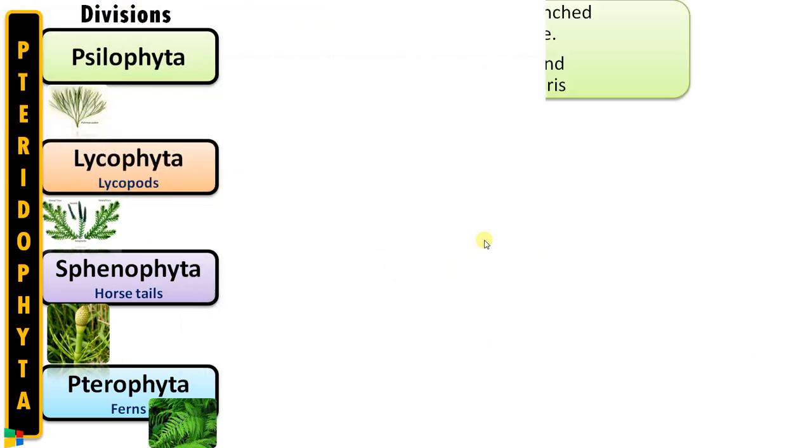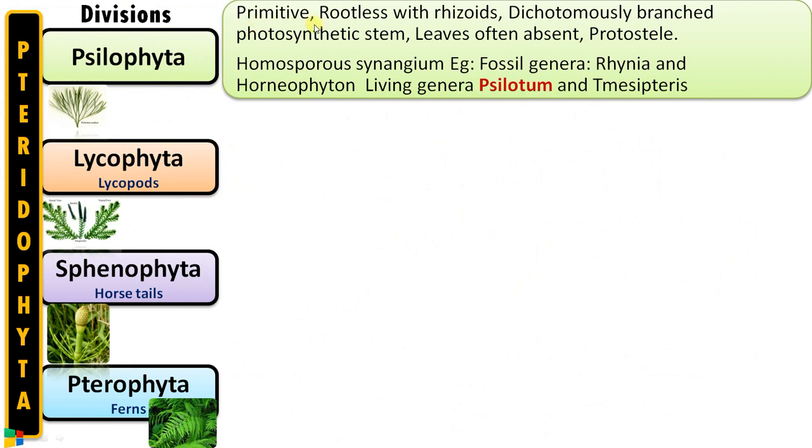Now let us summarize the characteristics. Psilophyta are primitive, rootless with rhizoids, with a dichotomously branched, photosynthetic stem. Leaves are often absent. The stele is protostelic, that means central xylem surrounded by phloem. We have given a detailed video on different types of steles in pteridophytes. You can refer to that for more. Homosporous, the spore-bearing structure is called synangium. Fossil genera include Rhynia and Horneophyton. Living genera include Psilotum and Tmesipteris.